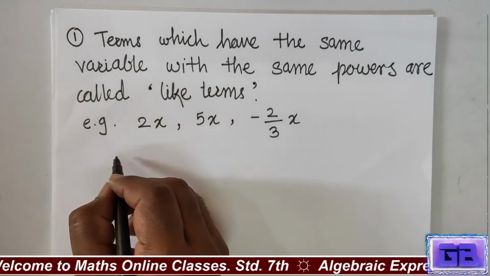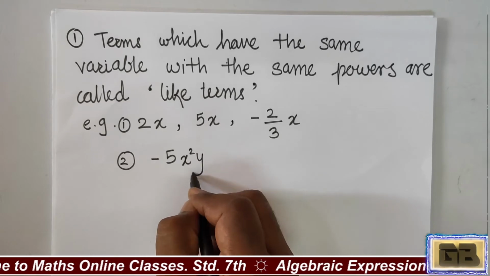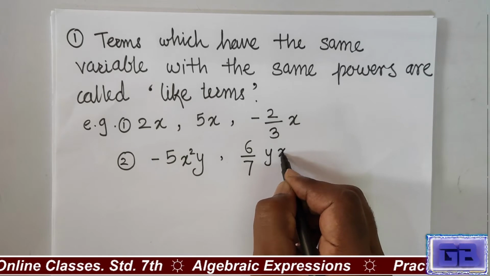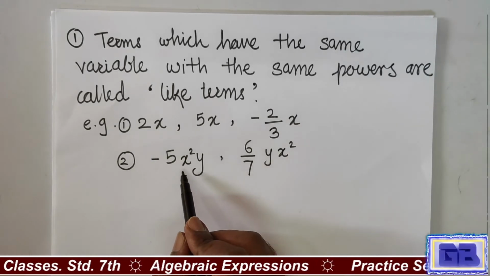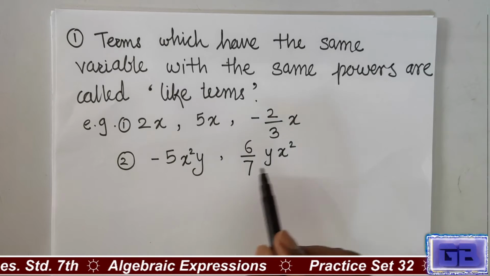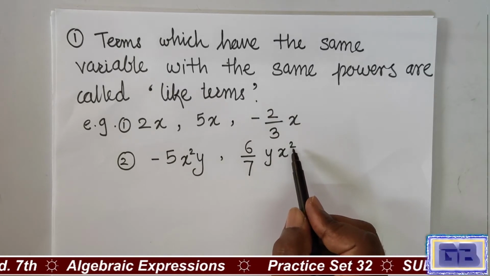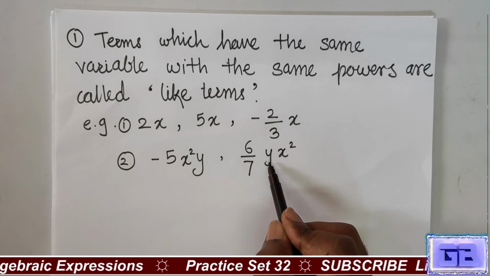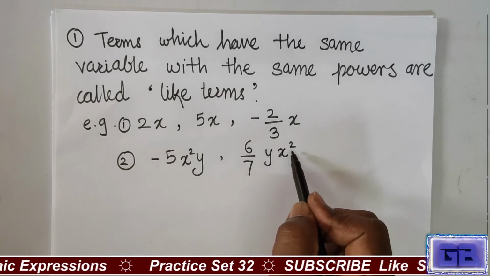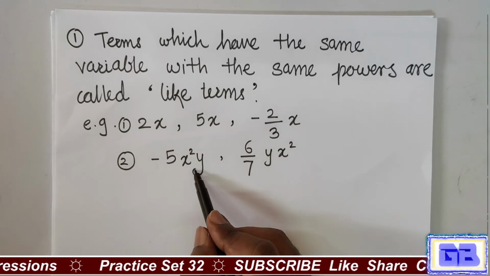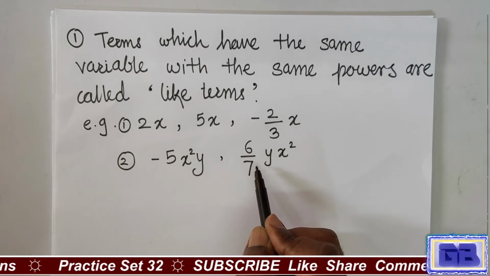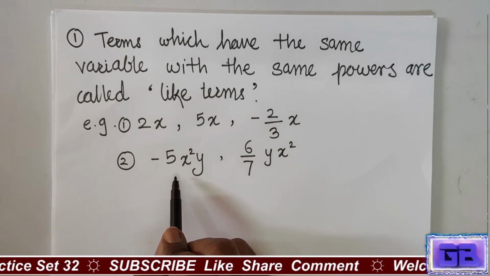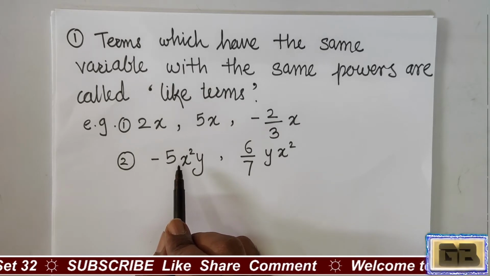Take another example, negative x square y, 6 upon 7 y x square. In this term, x square y is the variable and here y x square is the variable. Though the sequence is changed, the variables are the same with the same power. Hence, this second example is also an example of like terms.